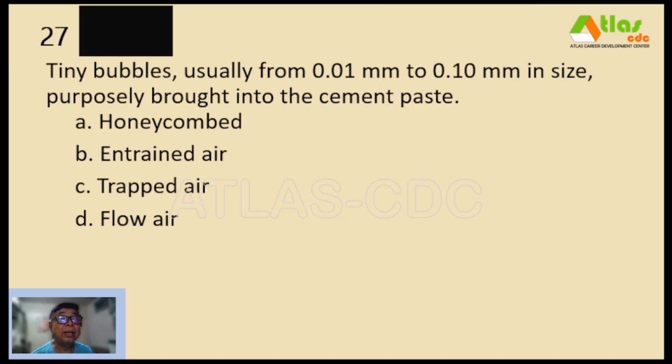27. Tiny bubbles, usually from 0.01 mm to 0.10 mm in size, purposely brought into the cement paste. A. Honeycomb. B. Entrained air. C. Trapped air. And D. Flow air.